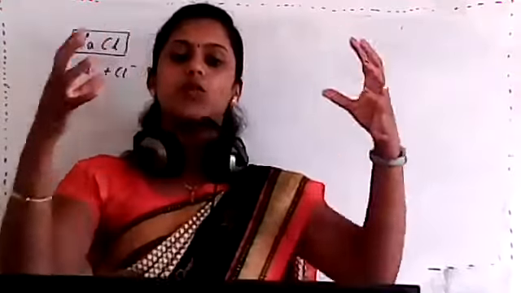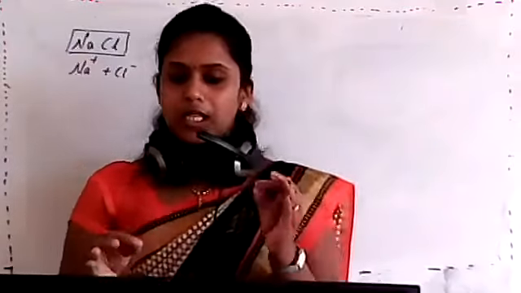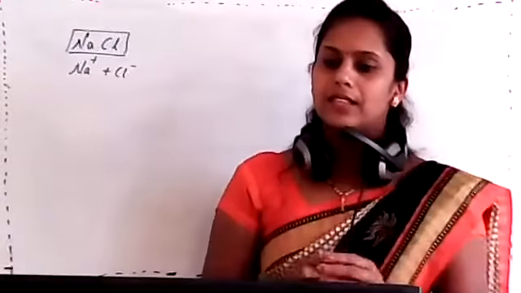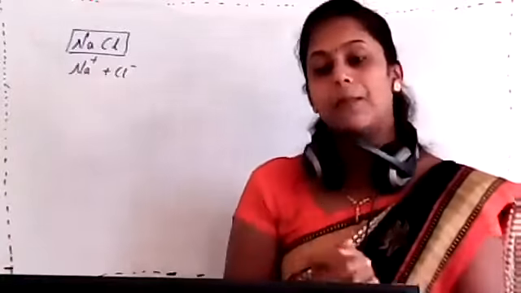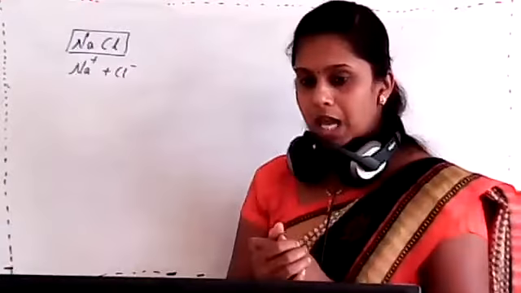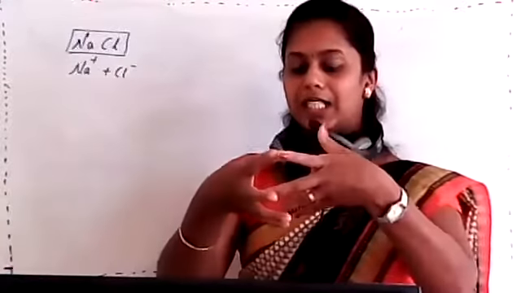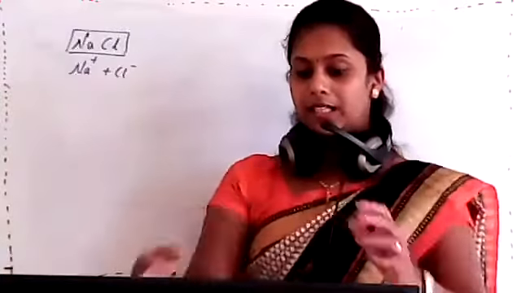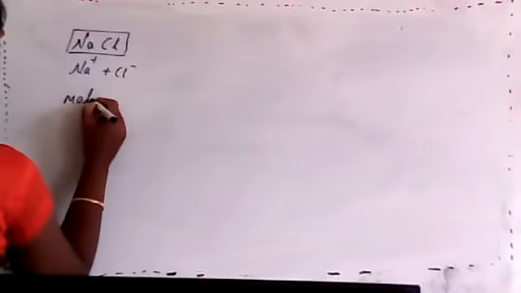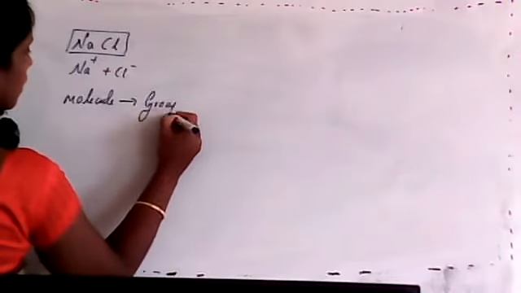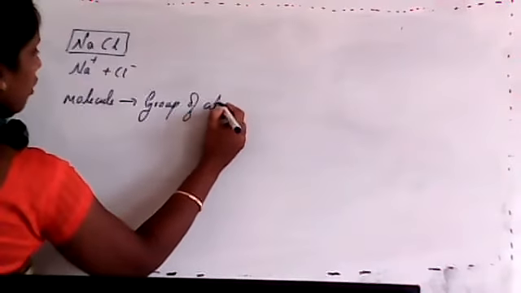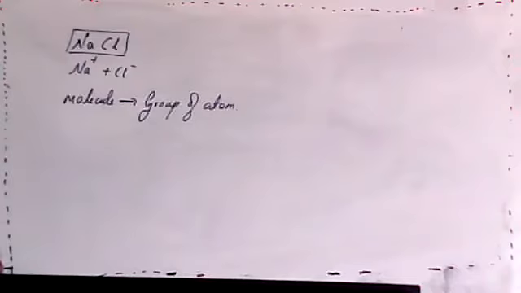Matter is composed of so many atoms. Except noble gases, all other elements will be in a combined state, isn't it? And that group of atoms which is in a combined state is known as a molecule. What do you mean by molecule, student? A molecule is nothing but a group of atoms, isn't it?